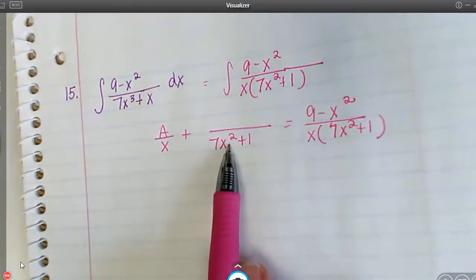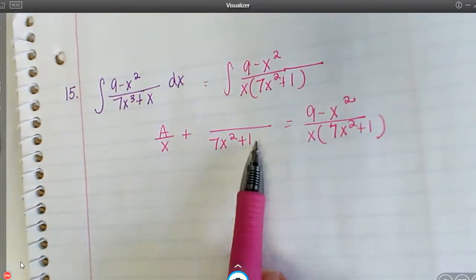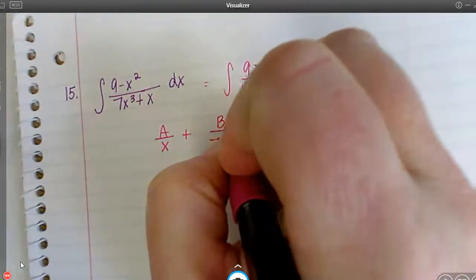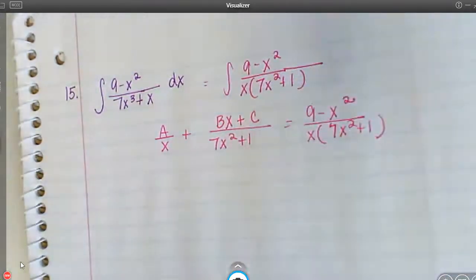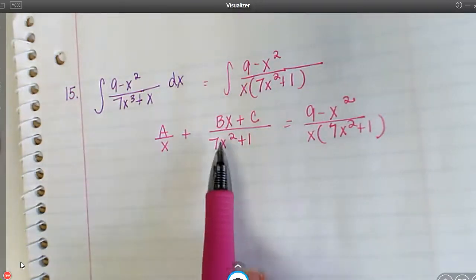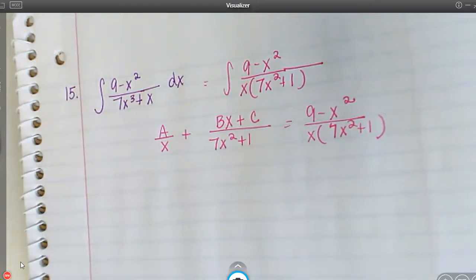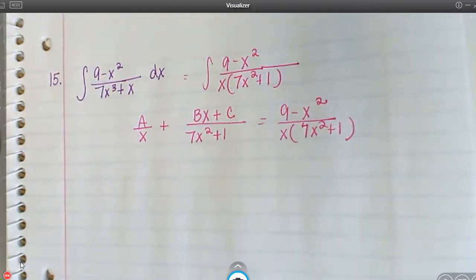Okay? If you have a quadratic term like this, that's not just something in parentheses squared, you have to put a bx plus c. Or it could be ax plus b. It could be whatever letters that you need to use in the problem, depending on how it looks. But when you have a quadratic, basically you have to have a linear up at the top. Okay? Again, solving it is not very much different. It's just a little bit more complicated because that bx plus c is there.